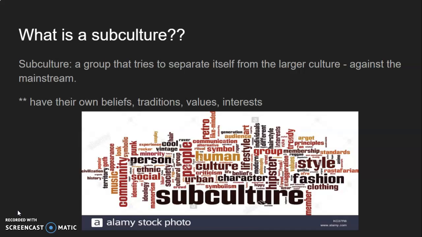A subculture is a group within a culture that tries to separate itself. So this group tries to go against the larger culture, or what we call the mainstream. Okay, within this culture, this subculture is going to have their own beliefs, their own traditions, their own values, the things that they're interested in, the way they wear their hair, maybe the way that they dress, how they act towards one another, the way they communicate. You get the idea. So the subculture is a smaller culture, and it goes against the main culture.